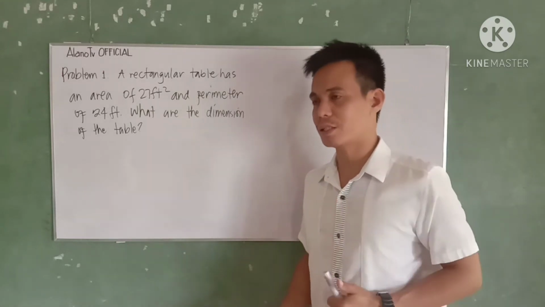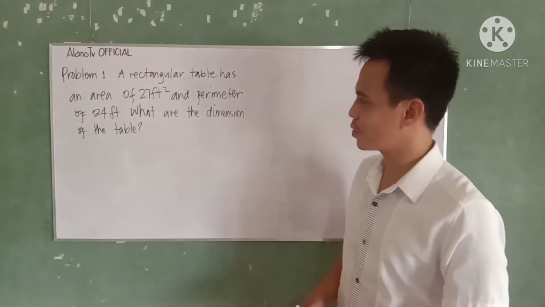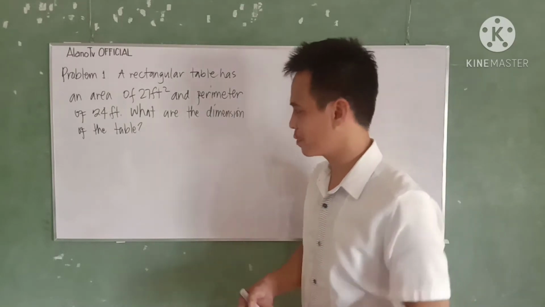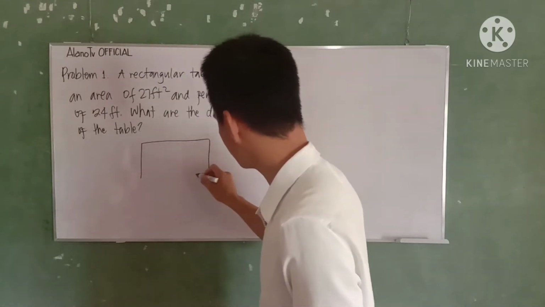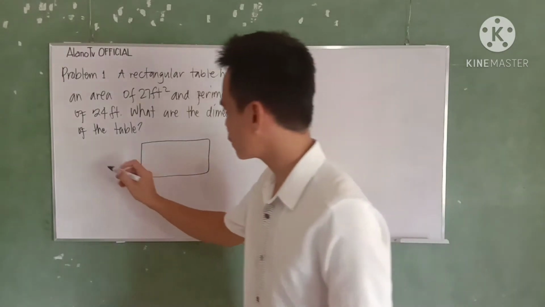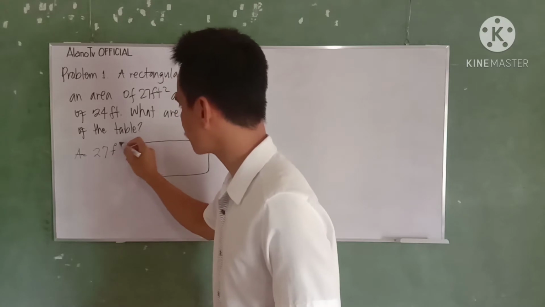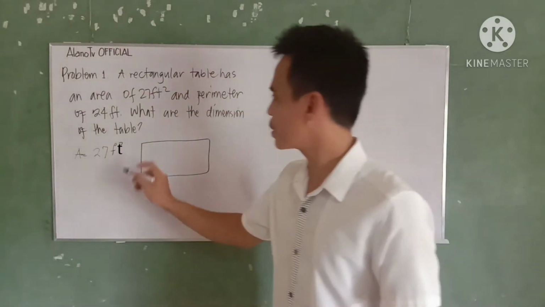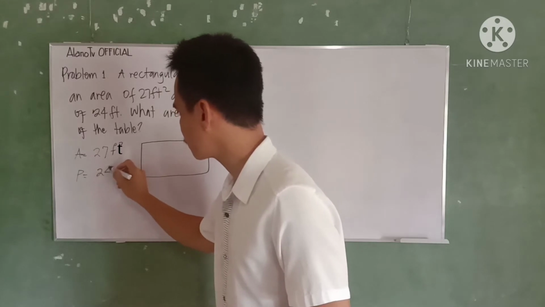So gagawin natin is isa-isahin natin yung mga details. So let's have our table first. So this is our rectangular table and the area is 27 feet squared. And the perimeter given is equal to 24 feet.